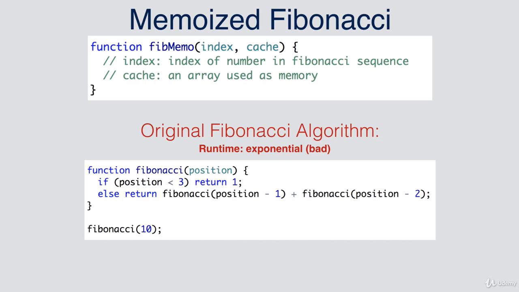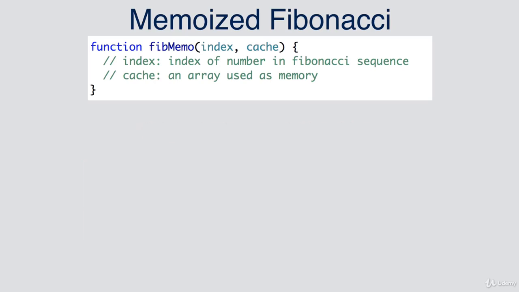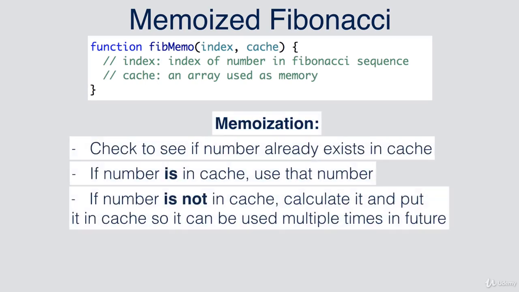But when we use the memoization method to produce a Fibonacci sequence, we don't have to waste time doing all of these calculations over and over again. The premise behind using memoization for our Fibonacci algorithm is that we will have a cache, or memory, of all the numbers that we already calculated.